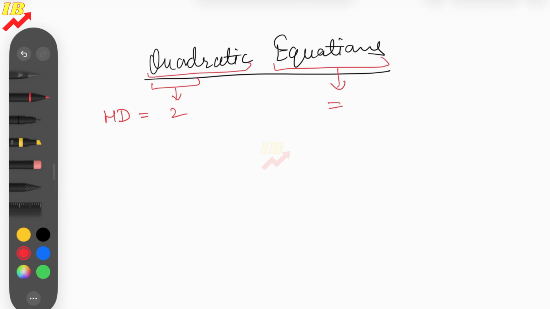And another thing is, if I am giving you a general form of this, it can be written as ax square plus bx plus c equals 0. This is the general form of a quadratic equation, and you can easily see here that the highest degree is 2. Okay.